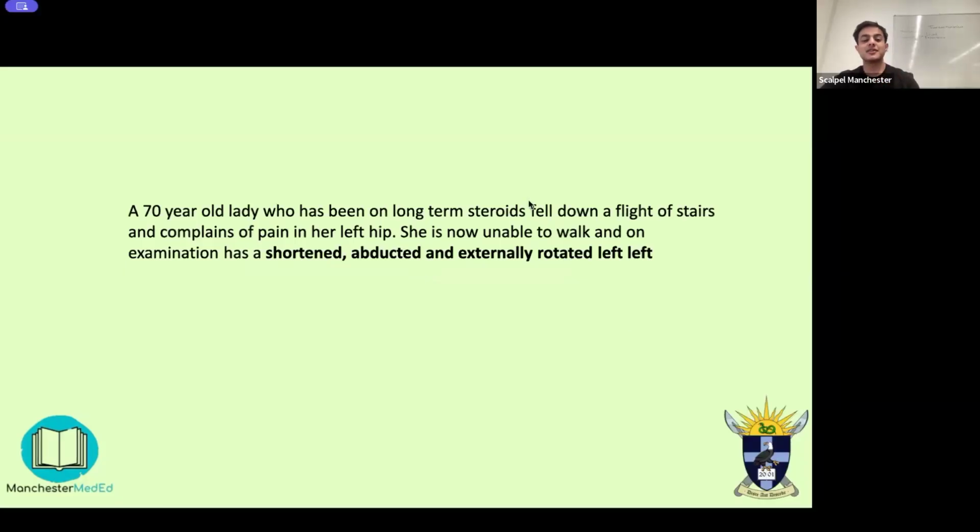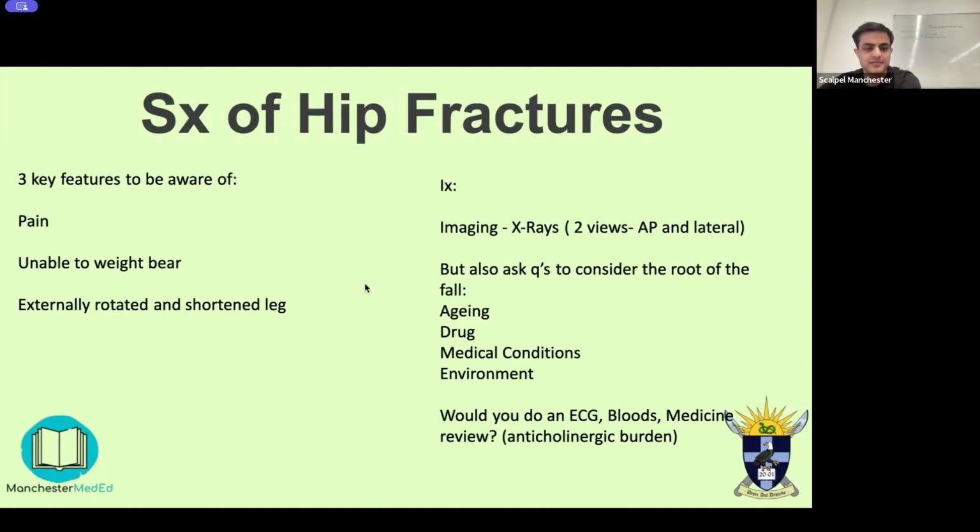Yeah, good joke. Anyway, a 70-year-old lady has been on long-term steroids, fell down a flight of stairs and complains of pain in her left hip. She's now unable to walk, and examination shows a shortened, abducted and externally rotated left leg. So that's a hip fracture. There are three main features of a hip fracture you should be aware of. First is pain, and someone elderly comes in with those sorts of symptoms, has a risk of osteoporosis or has fallen down a flight of stairs, and that's when you consider a hip fracture.